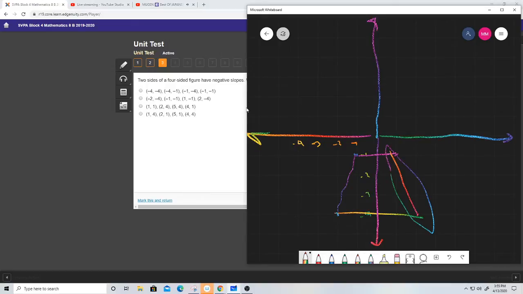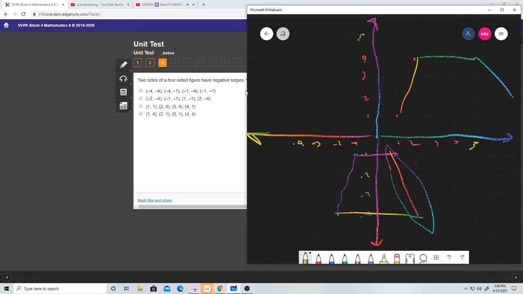Number 3. Here's 1, 1. Here's 1, 2. Alright, so let's number these. 1, 2, 3, 4. So the next one is 2, 4. Okay, we have a little slope. Let's see if it keeps going. 5, 4. Okay. Nope.